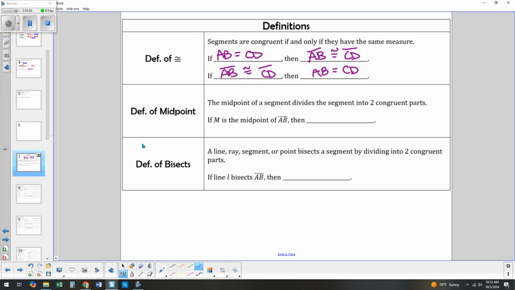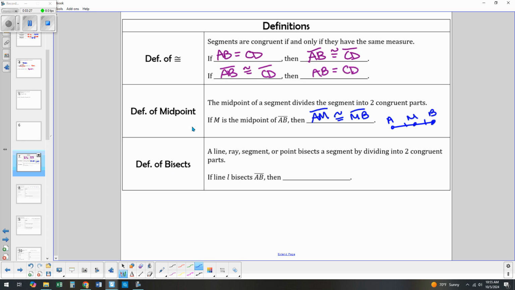For the definition of a midpoint, the midpoint of a segment divides a segment into 2 congruent parts. So if M is the midpoint of segment AB, that would have looked like this. Here's A, here's B, M is the midpoint. We would know that those 2 pieces are the same, so that would be segment AM is congruent to segment MB or BM.